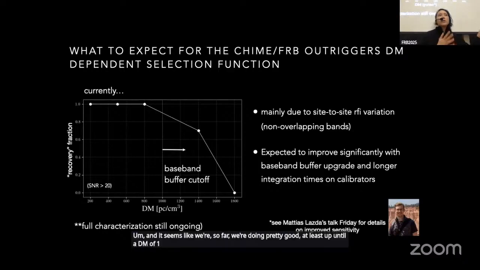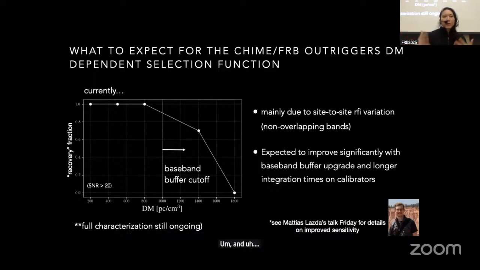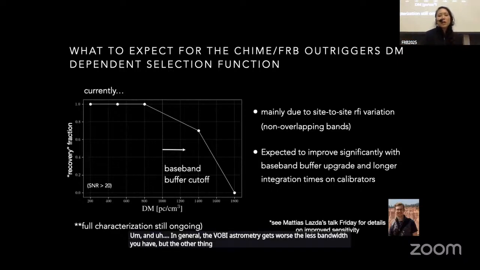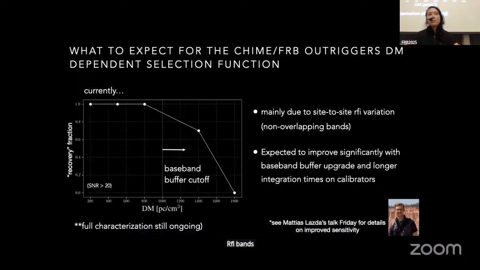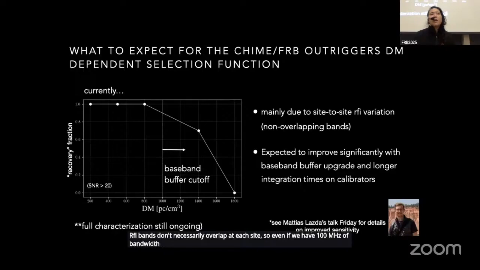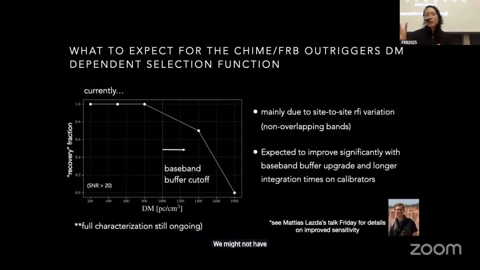So what happens beyond 1,000 is our baseband buffer gets cut off, and we only have access to a fraction of our band. In general, the VLBI astrometry gets worse the less bandwidth you have. But the other thing is our RFI bands don't necessarily overlap at each site. So even if we have 100 megahertz of bandwidth that's accessible at CHIME, we might not have that much bandwidth accessible at the Outrigger sites if there's RFI contamination there.